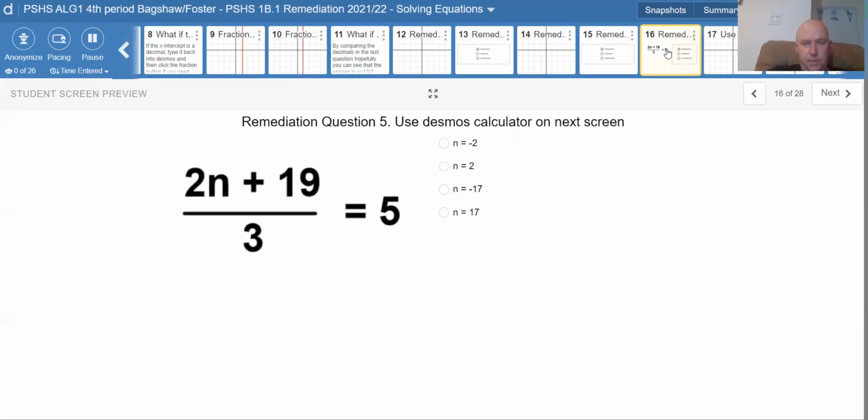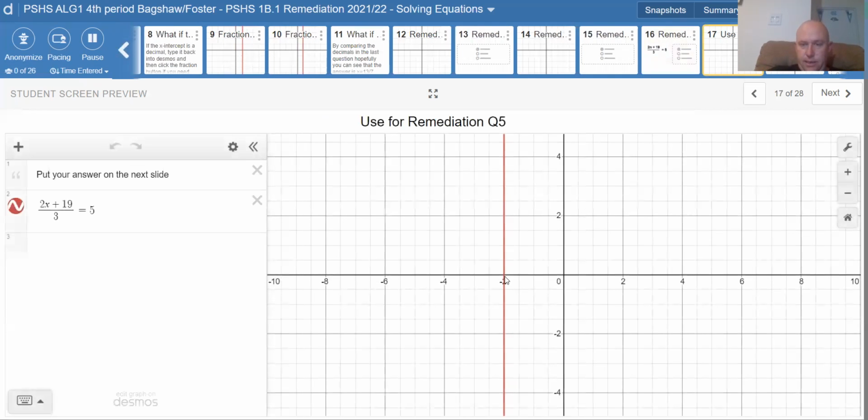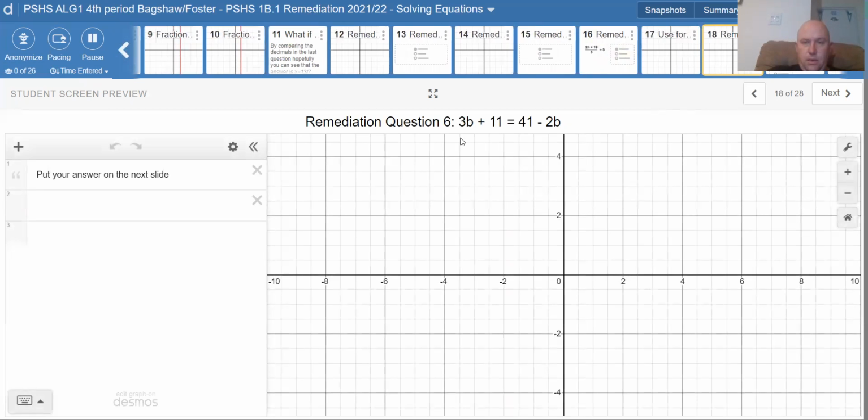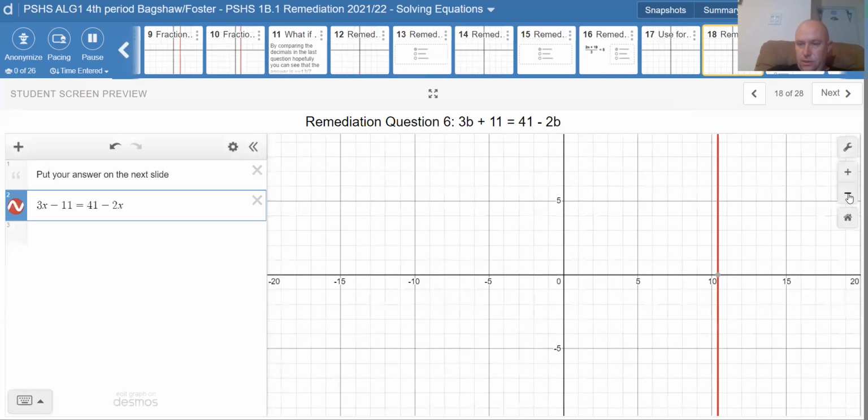Let me just check it's typed in exact. And I can see that it goes through -2. And now I can go back and I can select the answer of -2. Solve 3b plus 11. So we've got variables on both sides here. I'm going to change the b's into x's. Once again, I don't see where it crosses, so I'm going to zoom out until I can.